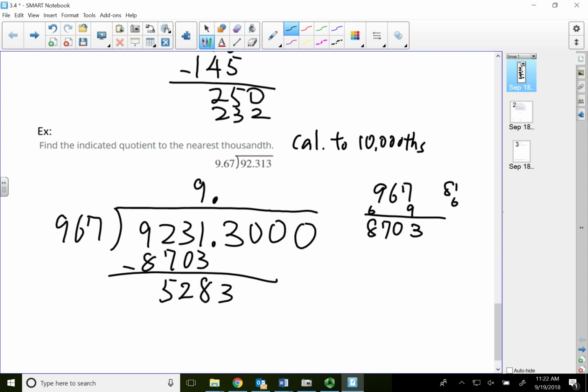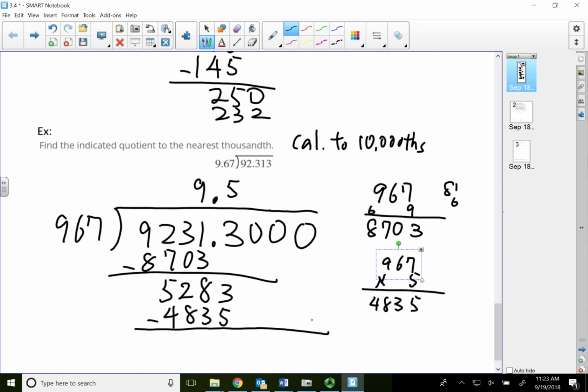9 going into 52. About 9 times 6 is 54, so we've got to try a 5. I will do this on the side, so it makes it a little bit easier to keep track of some of these big numbers. 35, carry 3. 33, carry 3 again. 45 plus 3 is 48. So that's 4835. So got to do this slowly.